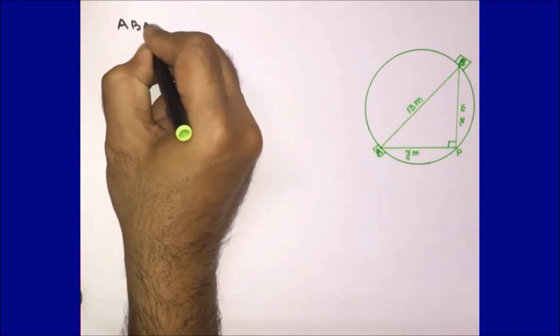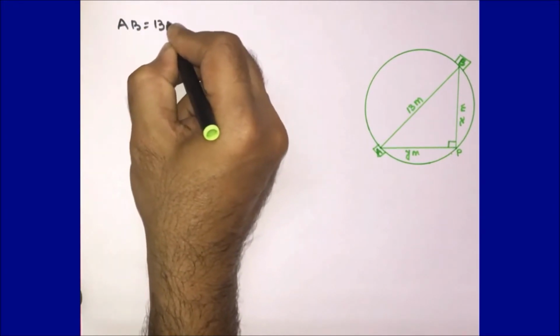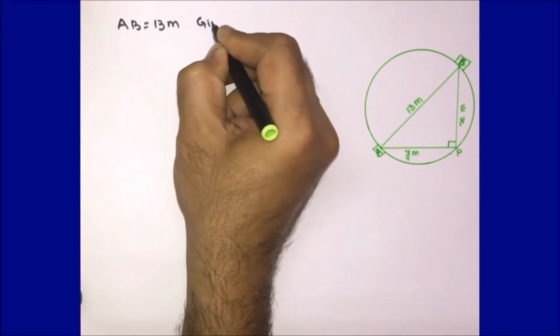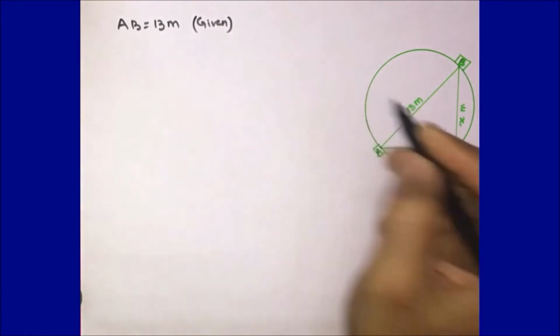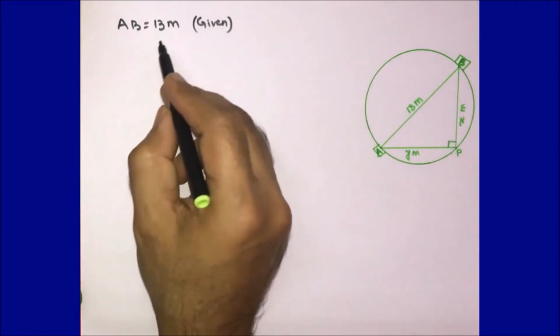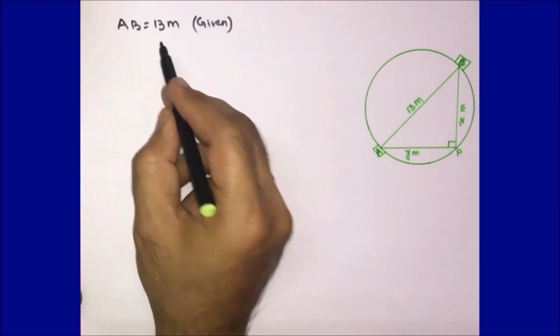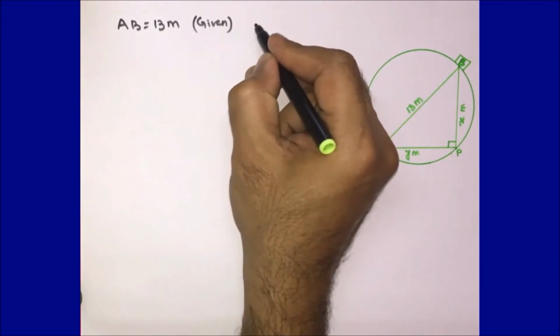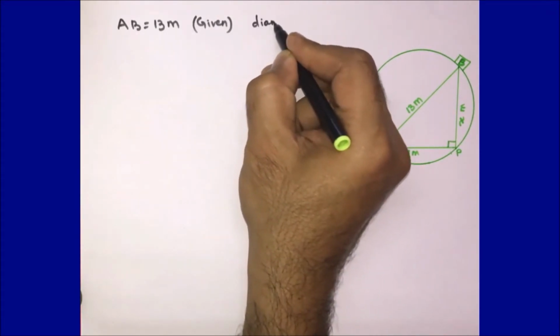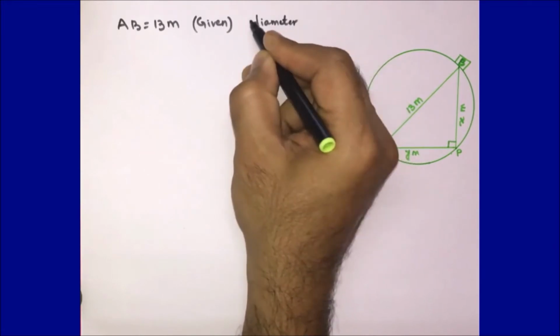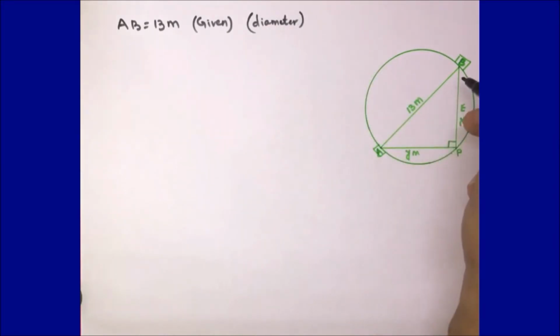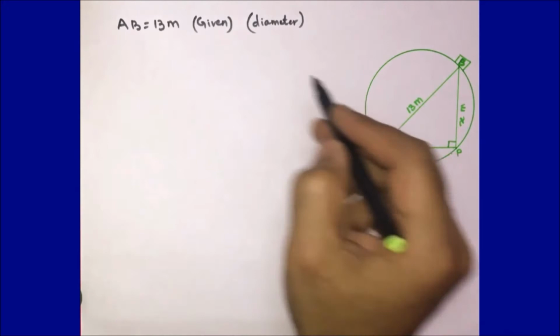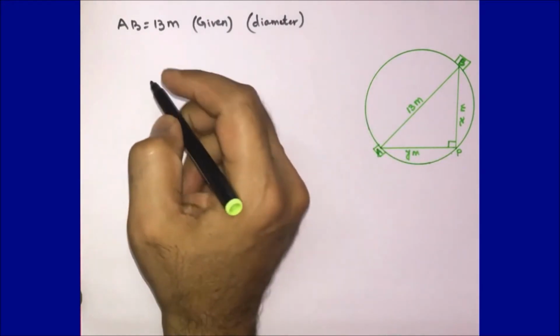AB is equal to 13 meters. This is what is being given in the question, guys. So A and B are the two gates, and this is 13 meters. And this is the diameter also. A and B is also the diameter. This is one of the important conditions. We should not forget that A and B is the diameter of the circle. Later on you will understand why this diameter is important.